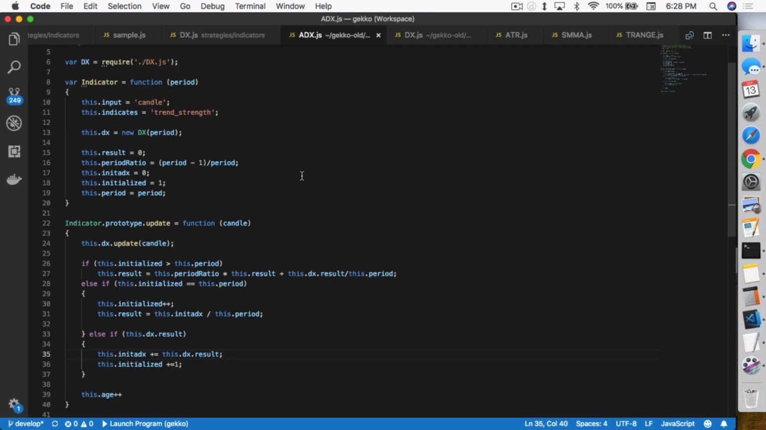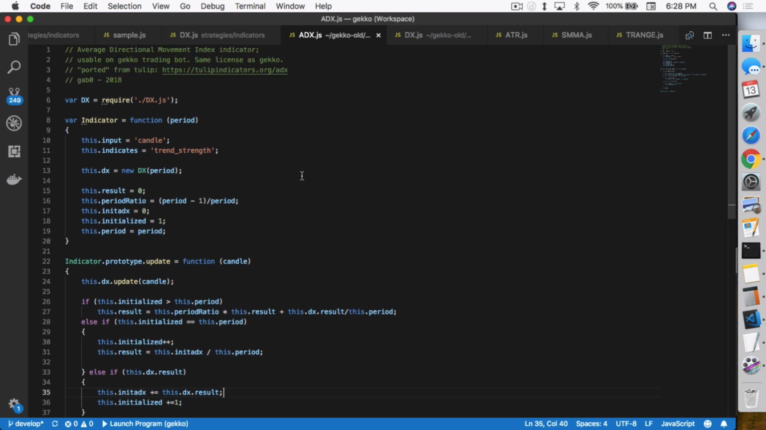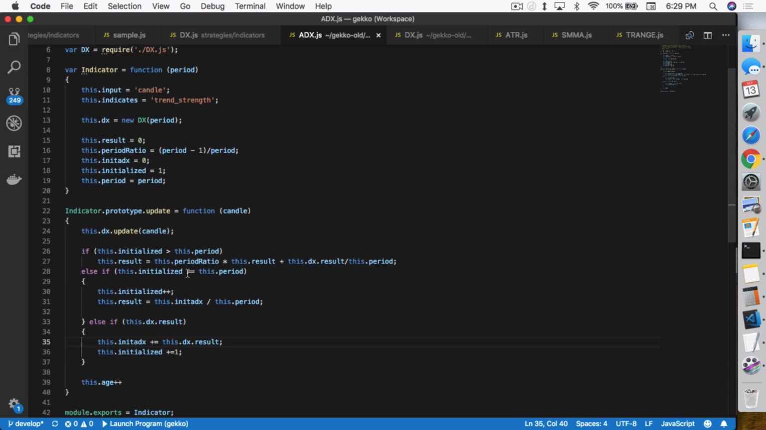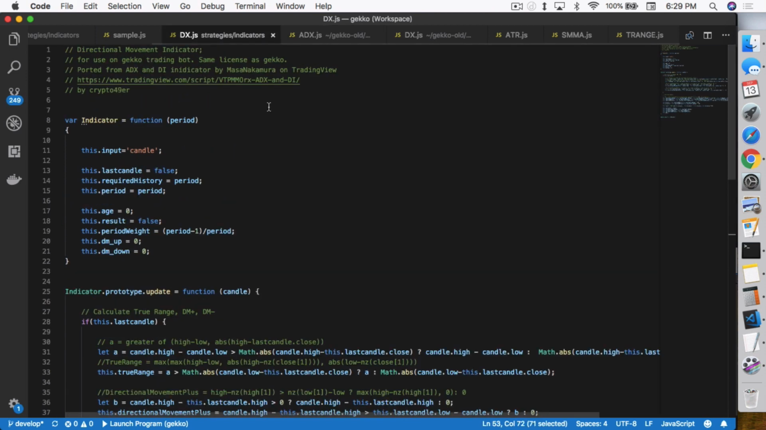But if the indicator itself uses another indicator, like I have in here, ADX, it uses the DX indicator, what you have to do is pass that candle information into this other indicator, like I have here in the update function. So literally inside the update function here, I'm calling the DX indicator's update function and passing the candle that I got from here into here. So that this DX indicator will get that same candle information and will know how to update itself and process that candle. So that's pretty much what I did.